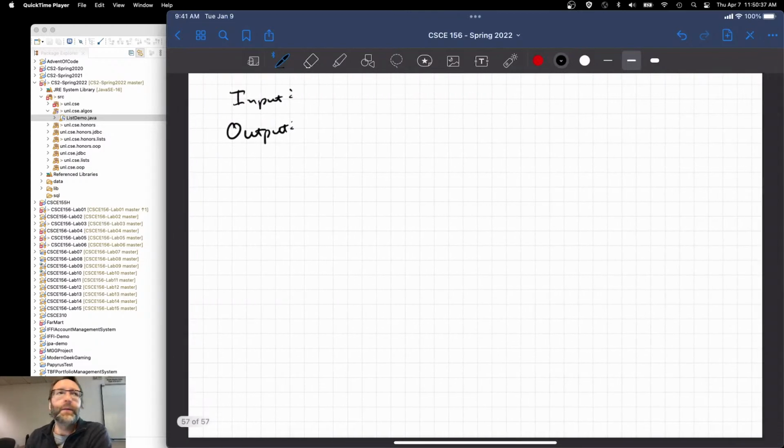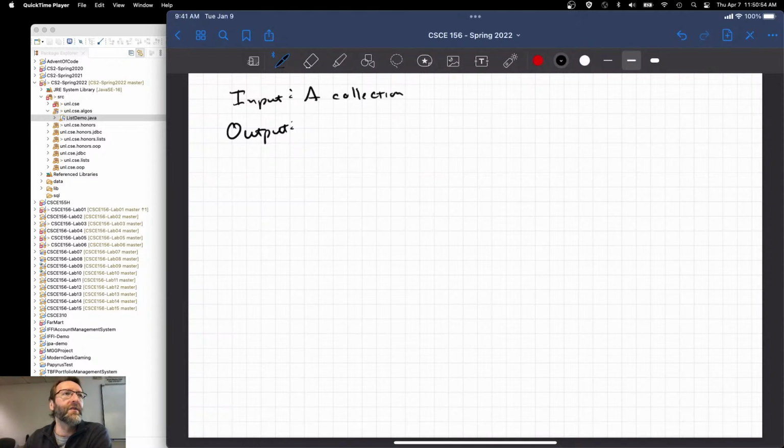So, my input. What is my input? Is it an array? Is it a linked list? Is it a Python dictionary? No. What is it? A collection.